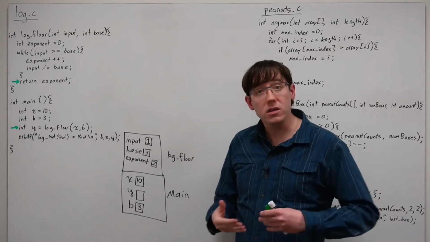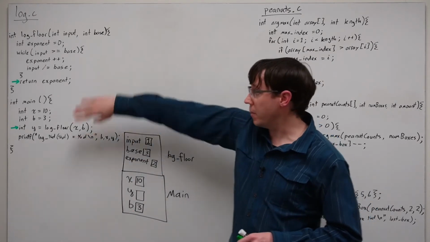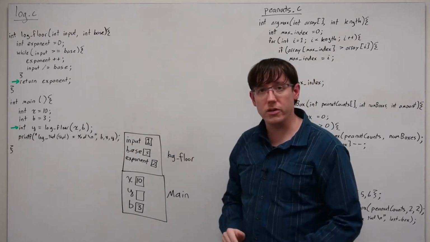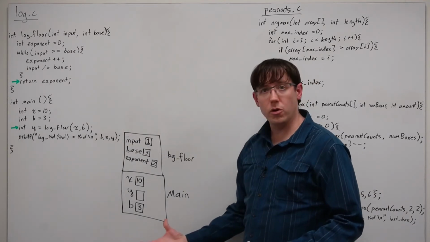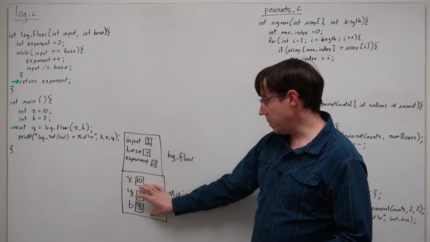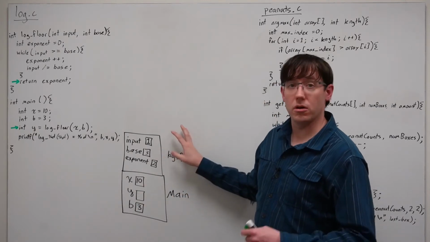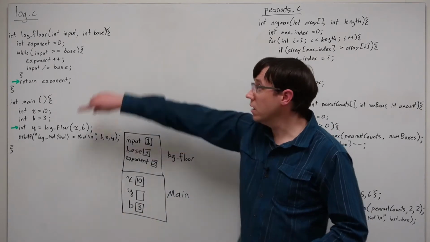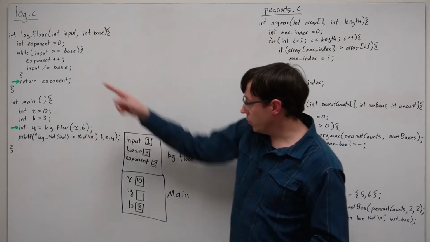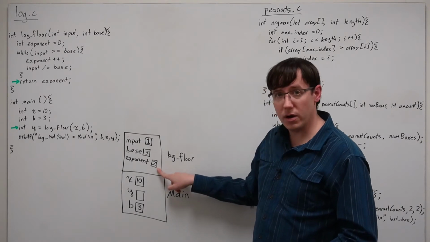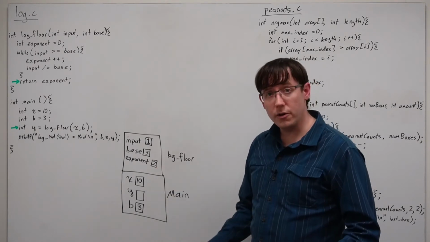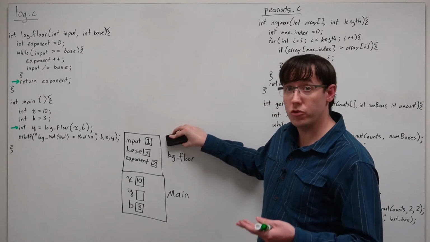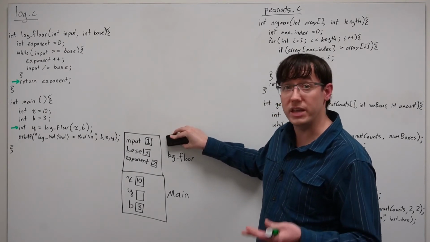So if we paused the execution of the program before this return statement, this would be the current state of all of the local variables, both in main and in the log floor function. But if we continue executing from here, log floor is going to return the value of exponent, and when a function returns, the stack memory used to store its local variables is deallocated.